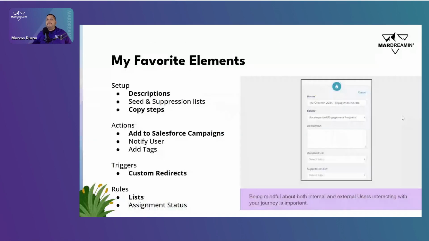All right. My favorite elements here at the start, we want to add descriptions. Always have a description. How do you describe that, right? You describe if there's emails, SMS, whatever channels, how frequent the lists are going to be updated, anything like that.